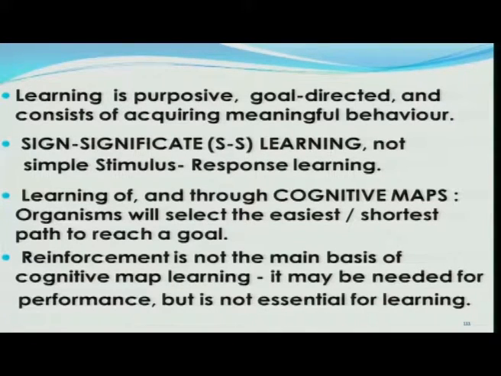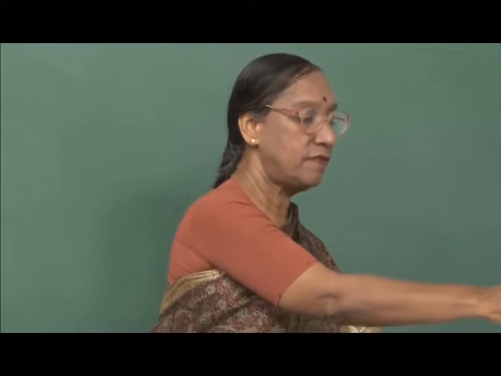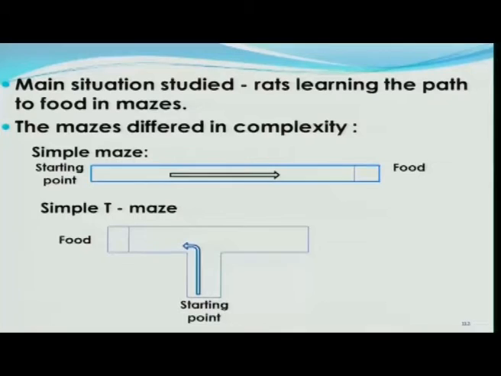Another important point made in Tolman's theory was that reinforcement is not the main basis of cognitive map learning. It may, however, be needed for performance, but is not essential for learning. So, for example, we have first the case of a simple maze. You can see the rat starts at this point called the starting point and is expected to run straight to the food. Very often the place where the food is kept is called the goal box.